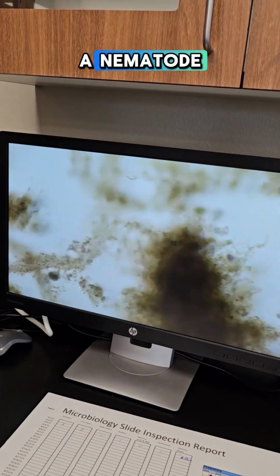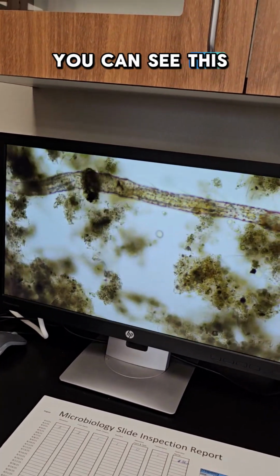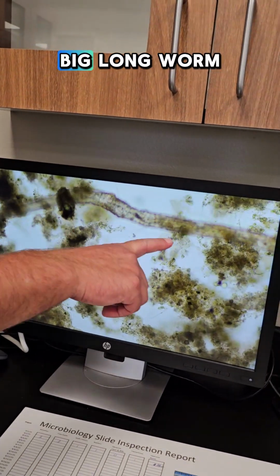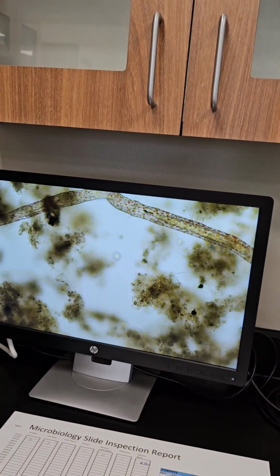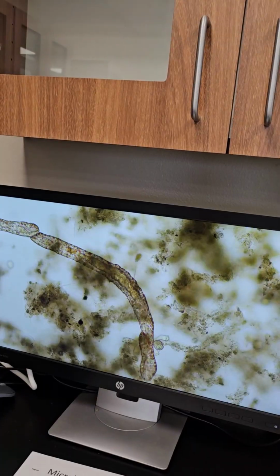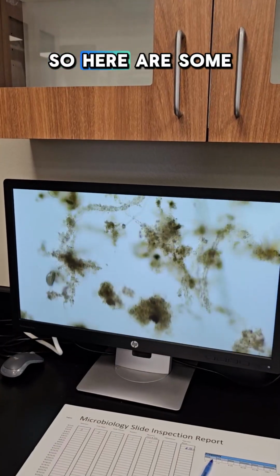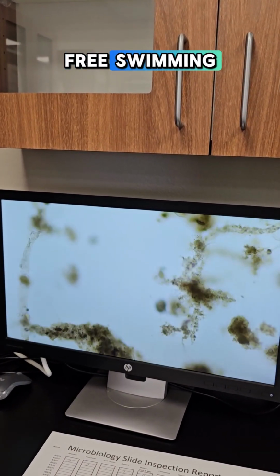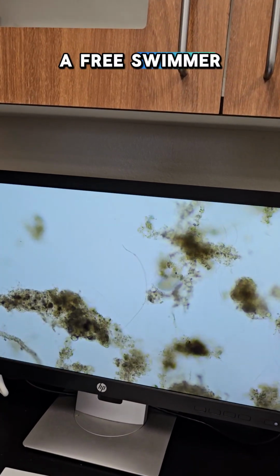This right here is a nematode. You can see this big long worm with the bristles. That's a nematode. Stalk ciliates. There's another free swimmer there.